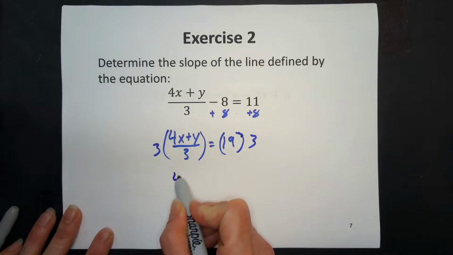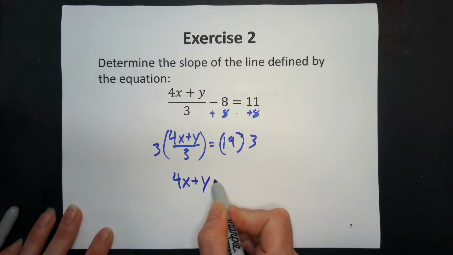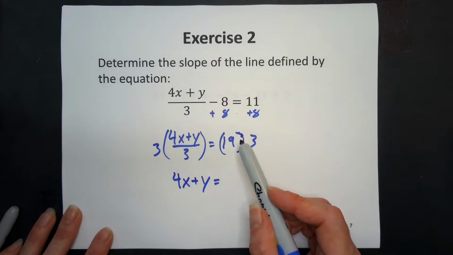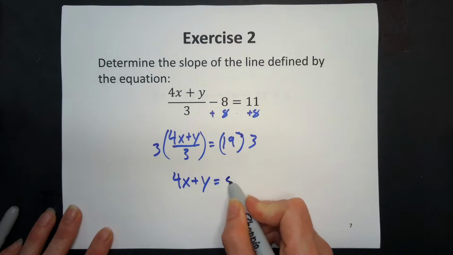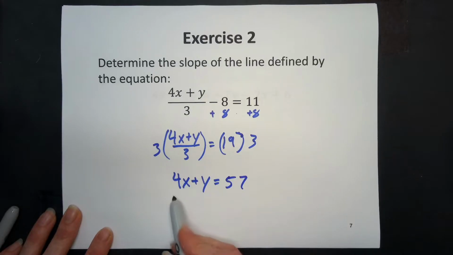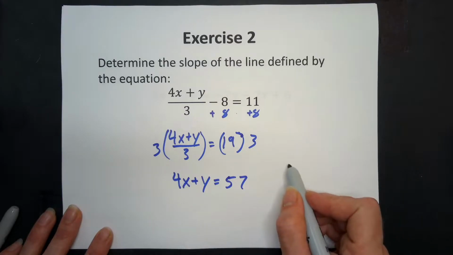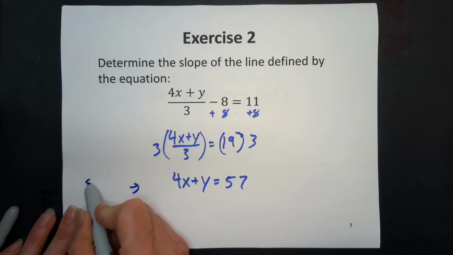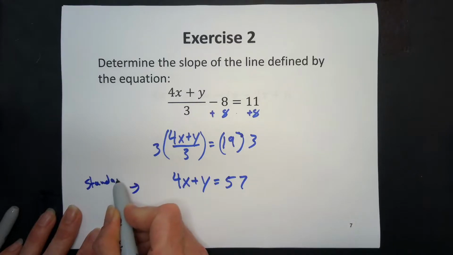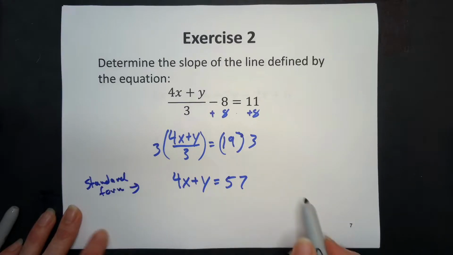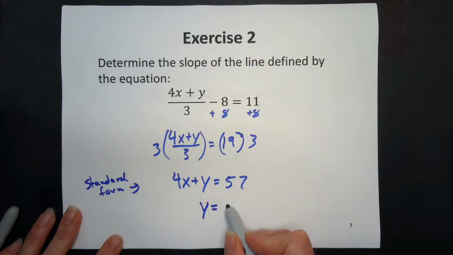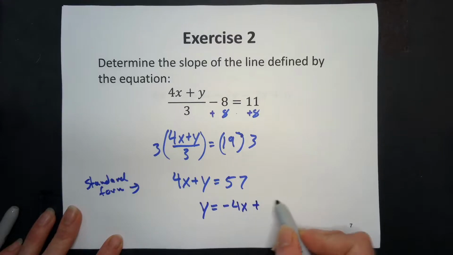Get rid of that 3 in the denominator. So this is going to make it 4x plus y equals 3 times 19. That's going to be 57, I think. 57. And now that I have it in standard form, I've got my x and my y, it's not in slope form, so this is standard. I want slope-intercept form, so I need to move that 4x to the other side. So I get y equals negative 4x plus 57.